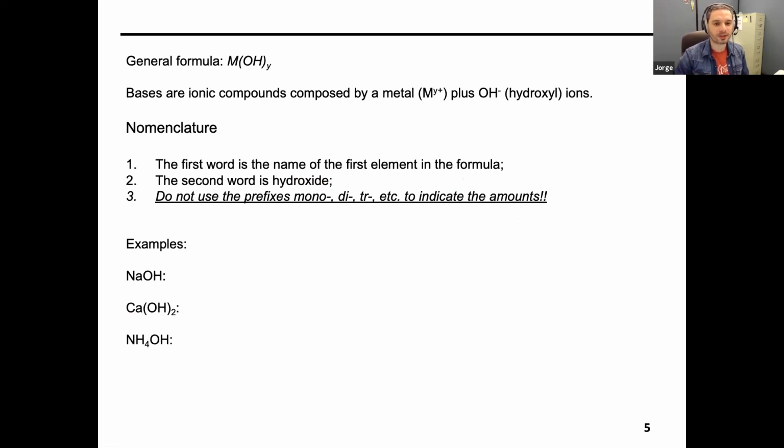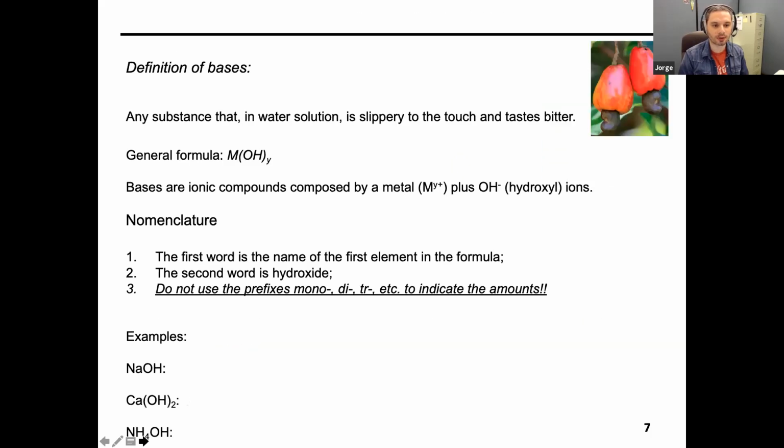All right, so let's start talking about bases. Just a second. Okay, so let me go forward here a little bit.